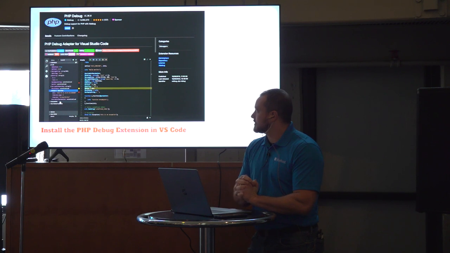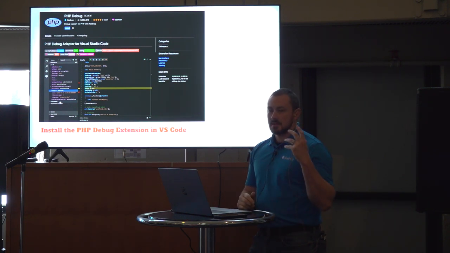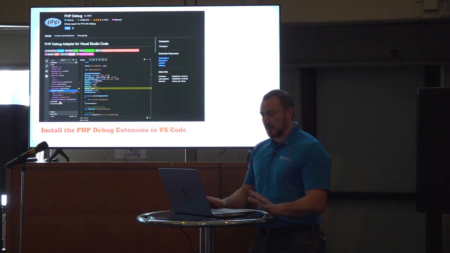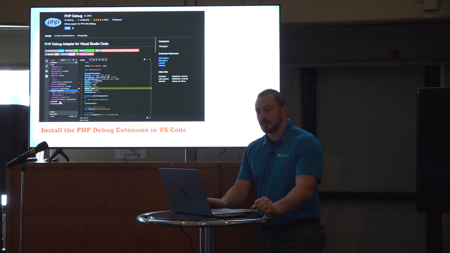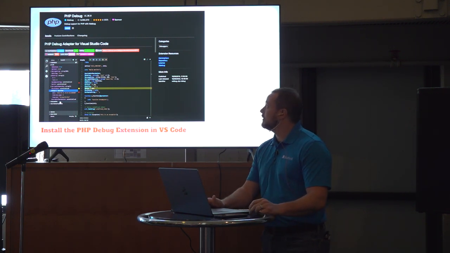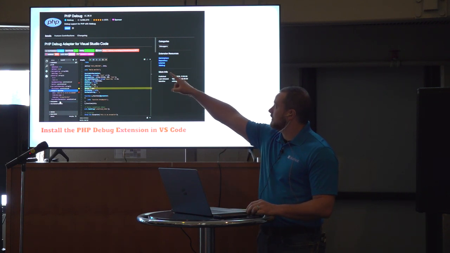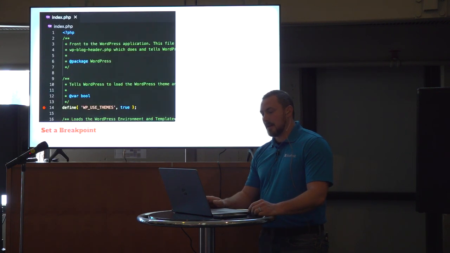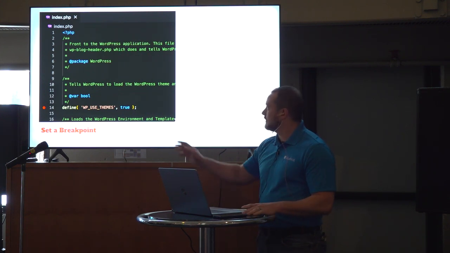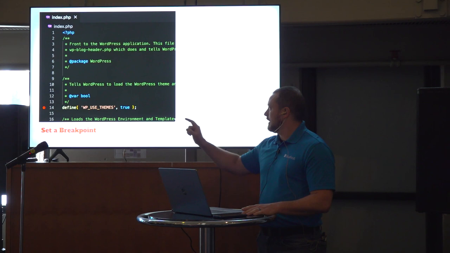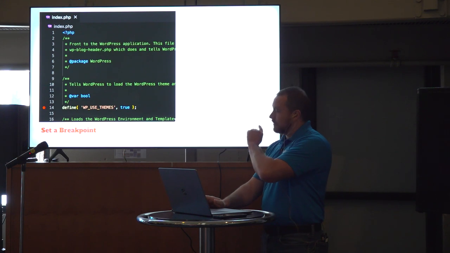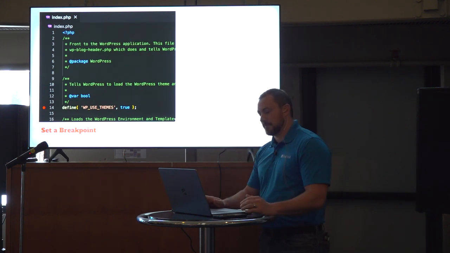So the one thing that we're still missing on the VS Code side is the extension that actually allows you to do the debugging in PHP. So you'll want to go find the PHP Debug extension. There are a few. This one is the most popular, and it is by Xdebug. So that's the one that you want. And then once you do that, you will set a breakpoint. Setting a breakpoint is as simple as finding a line of code that you want to start debugging at. You click just to the left of the number, and it'll put a little red dot there. That red dot means that when your debugger runs, it's going to stop at that line of code.